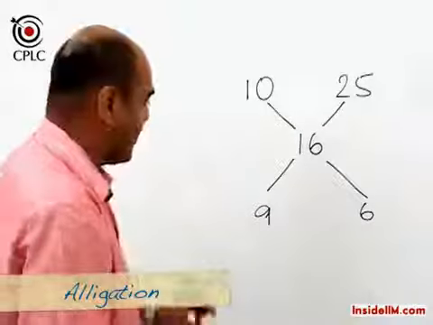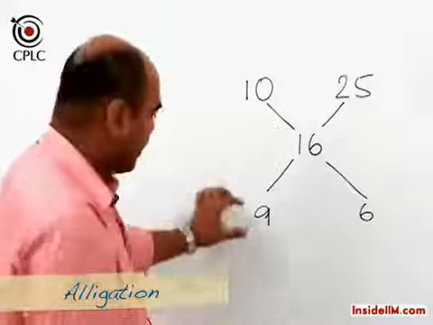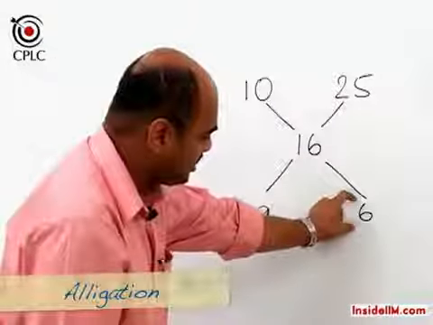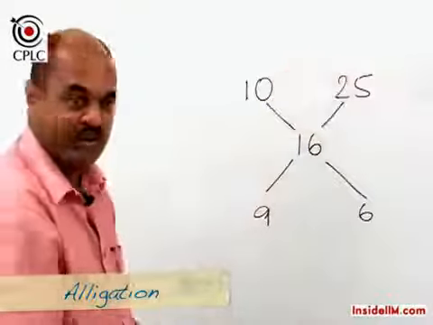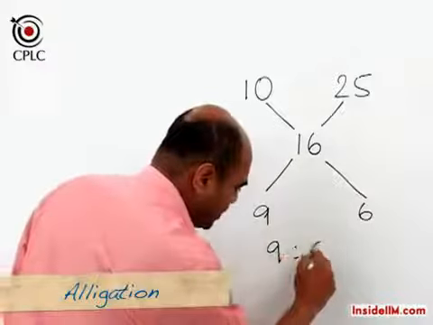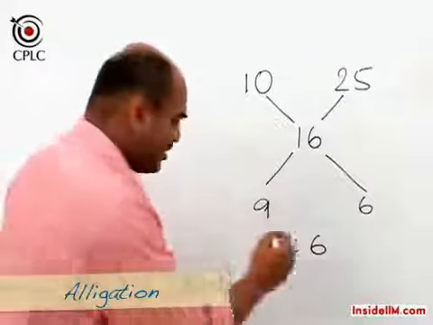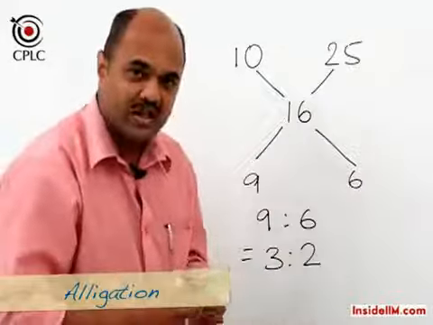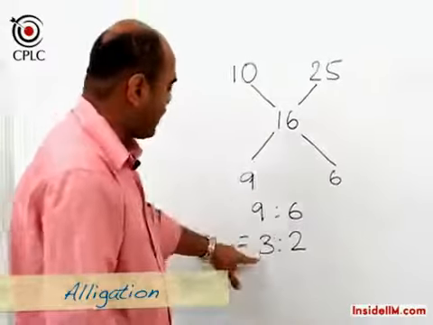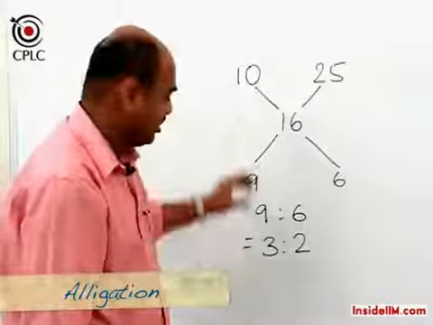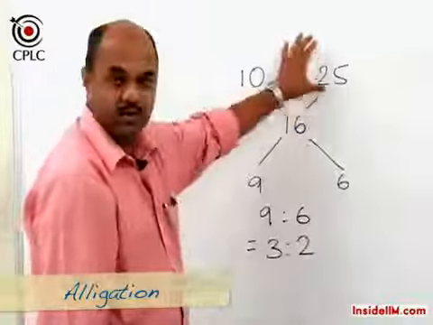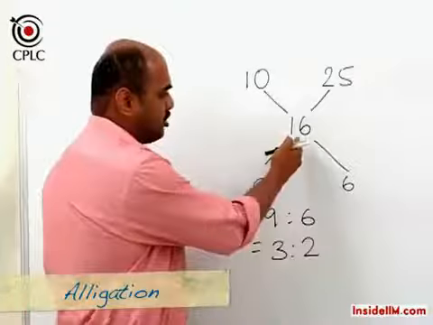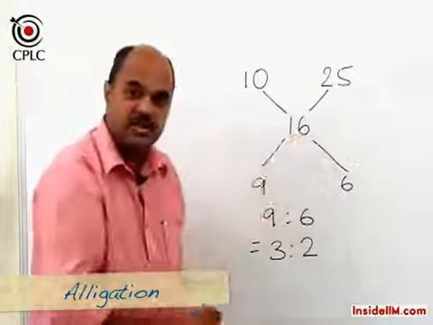It simply means that in the final mixture you should have 9 parts of the 10 rupee variety corresponding to the 6 parts of the 25 rupee variety. Hence the ratio in which they should be mixed is nothing but 9:6, which can be simplified to 3:2. So what this now tells us is, if we take 3 parts of the 10 rupee variety of sugar with 2 parts of the 25 rupee variety of sugar, and if we mix them, then the average price of the mixture would work out to 16 rupees per kg.